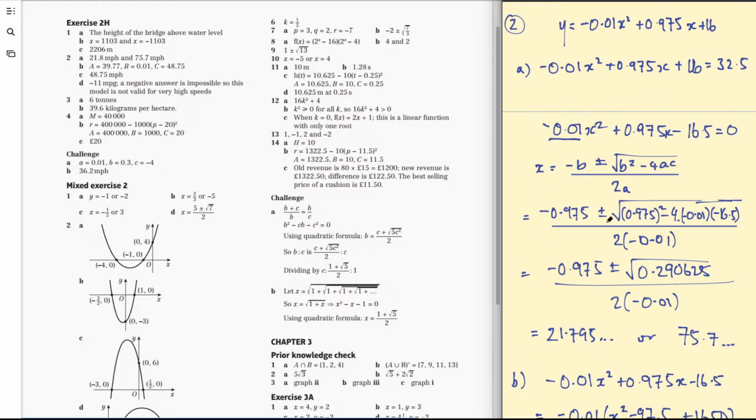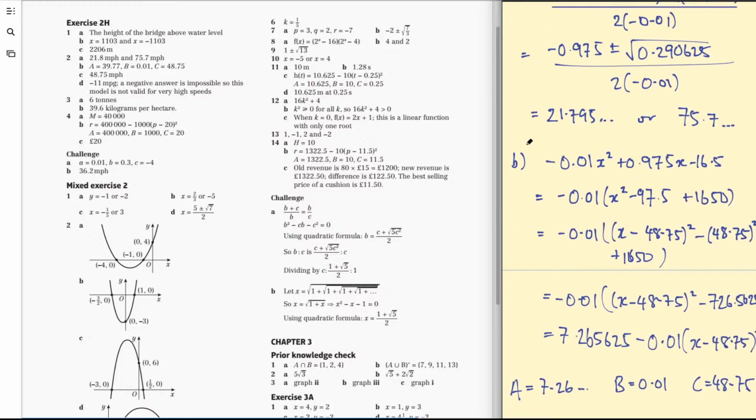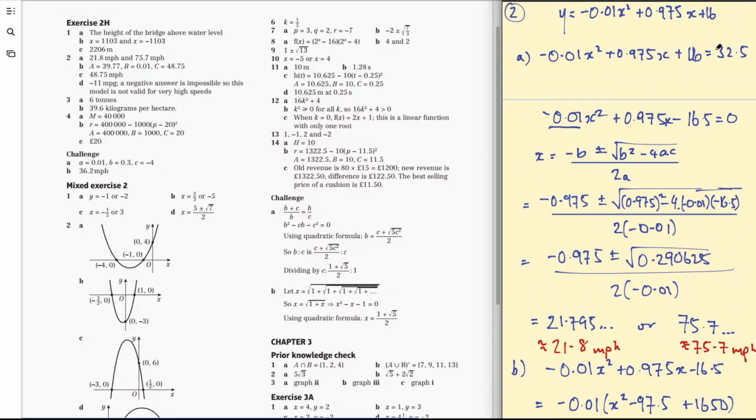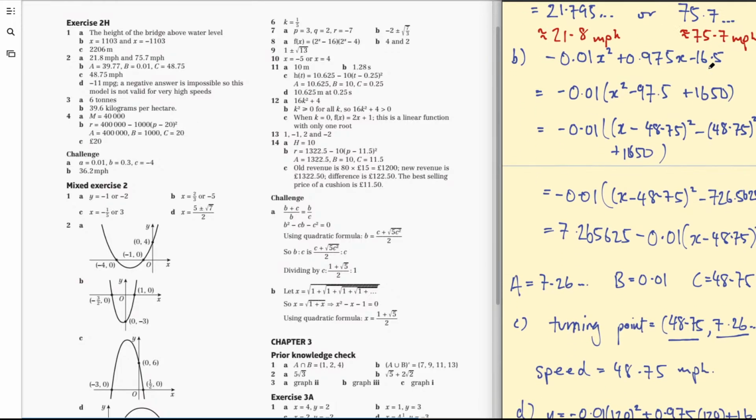Question 2, I feel I did something wrong somewhere. Oh, hey, look at that. So I didn't enter them wrong. I just didn't round them off. So rounding them off, this was 21.8. And I should also give the units because there's a context to the question. So I always should give units in the answer. And this one was 75.7 miles per hour. For the two speeds at which the fuel consumption was 32.5 miles per gallon. Yeah.